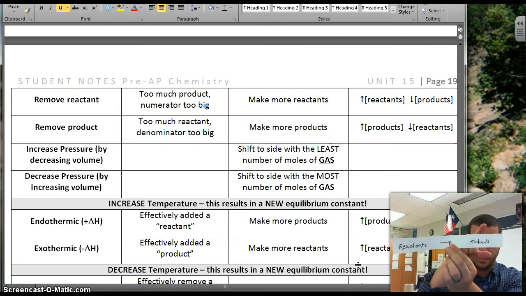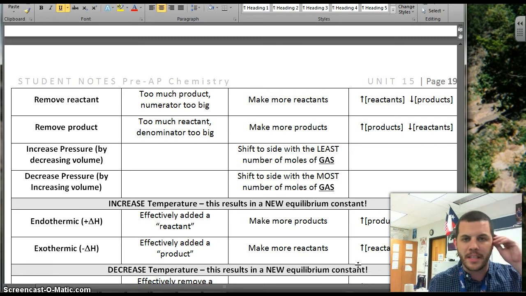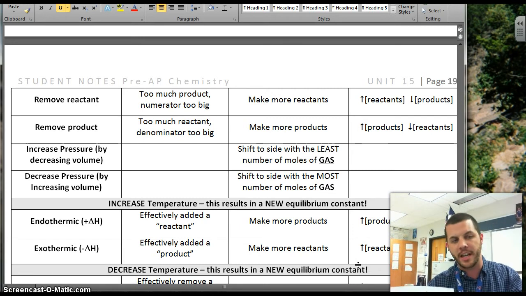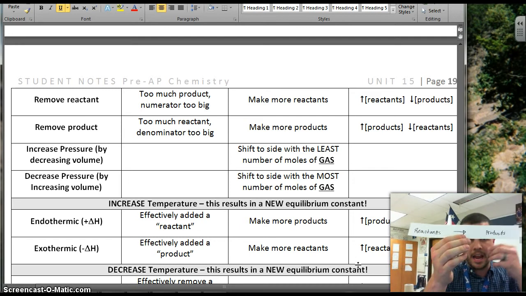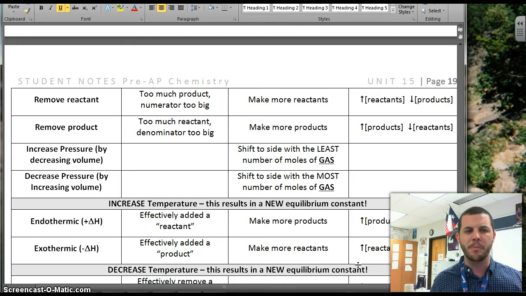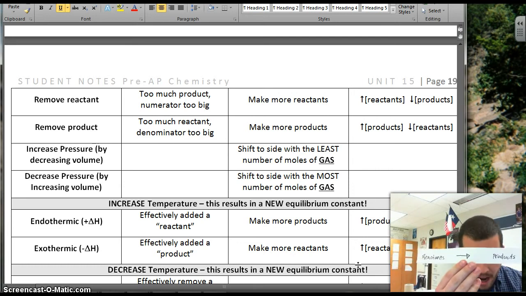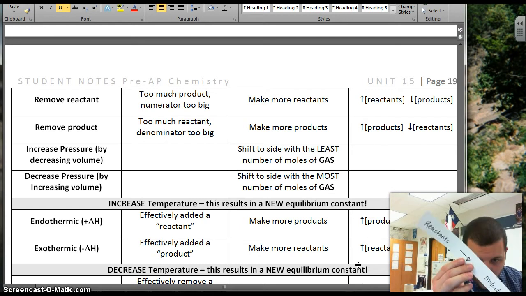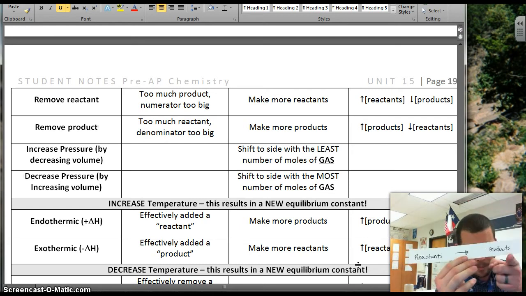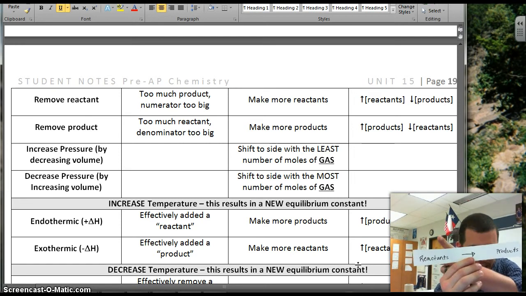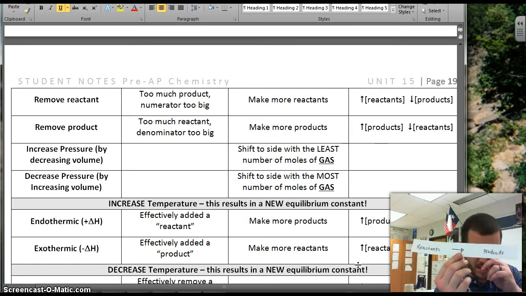If I remove products, this is one that actually happens in industry. You may be saying to yourself, what does this even mean? Well, if you are in industry and you have done a reaction and made a bunch of products, now you're going to take that product away, so your products go down. In order to get back to equilibrium, you have to make more products. If you remove reactants, you have to make more reactants, pretty easy.